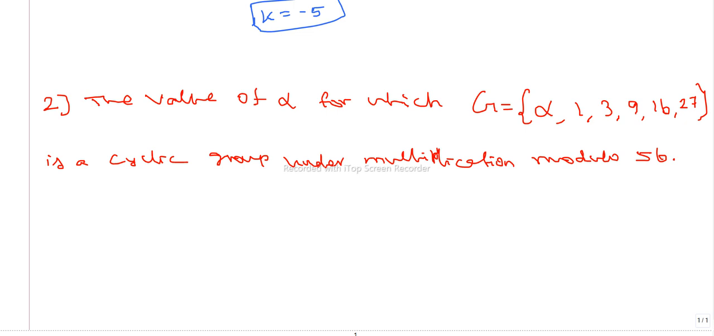So what are the values? Anyway, this forms a cyclic group. What is the missing element, that alpha in that group? So the options are 5, 15, and then C should be 25, and then 35.